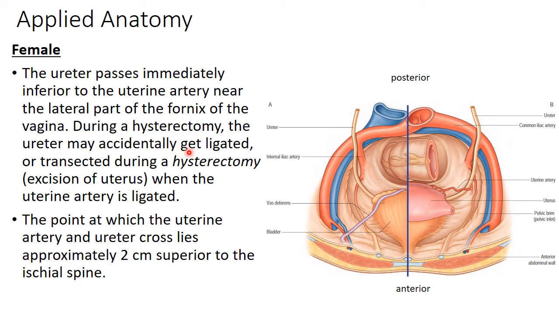During hysterectomy, the ureter may accidentally get ligated, damaged or clamped when the uterine artery is ligated. The point at which the uterine artery and the ureter cross lies approximately 2 centimeters superior to the ischial spine. So its relation with the ischial spine and the lateral part of the fornix of the vagina should be remembered in relation to the uterine artery.